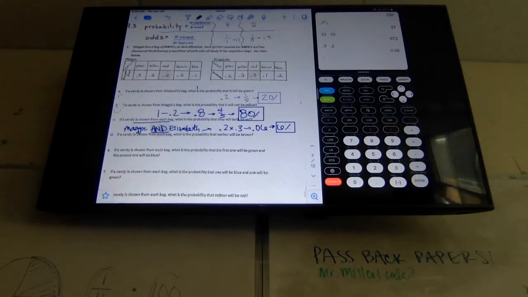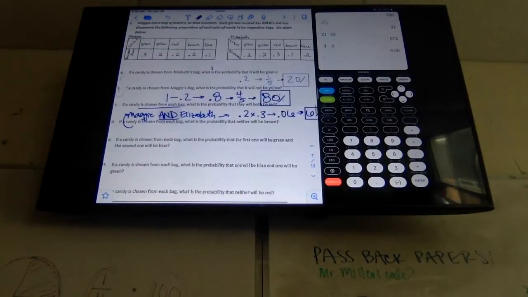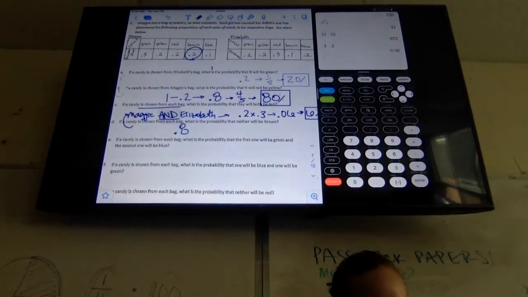Everyone good? All right, next one says, if candy is chosen from each bag, so I'm doing the exact same concept, Maggie and Elizabeth, what's the probability that neither will be brown? Well, what's the probability it won't be brown from Maggie's bag? What's the probability? 80%. It will not be brown from Maggie's bag. How did you get that, Chris? Good, so Chris said, I know from 1. So he did 1 minus how many brown we have. So 1 minus 0.2 is 0.8.